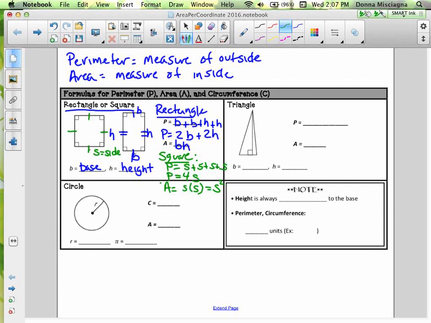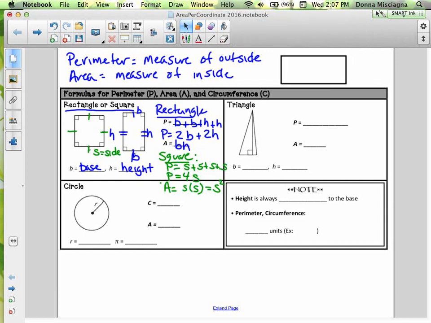The triangle is almost the same. If I have a rectangle here, any old rectangle, I'll just grab a rectangle tool. And you don't have to write this down, but I just want to show you one little thing. So here I have a rectangle, and I divide my rectangle in half. I get two triangles, right? I get one triangle here and another triangle there.